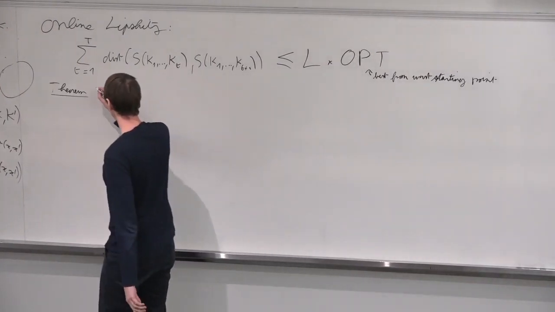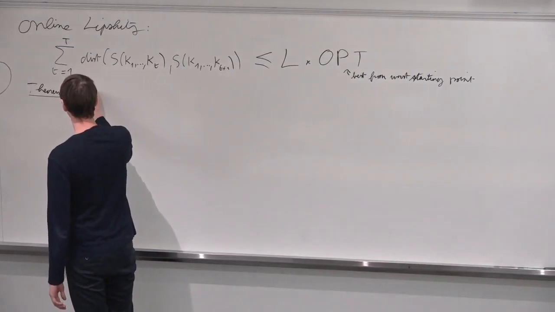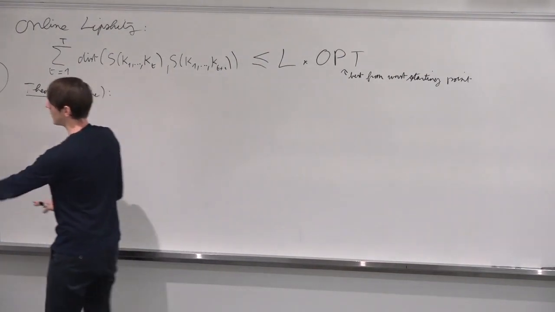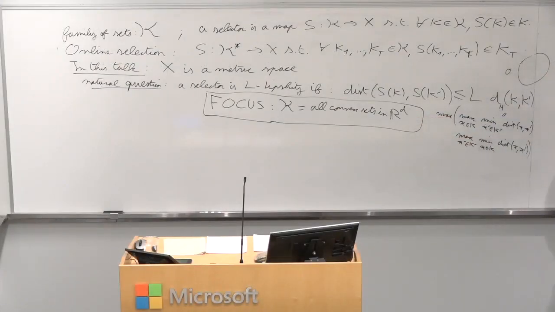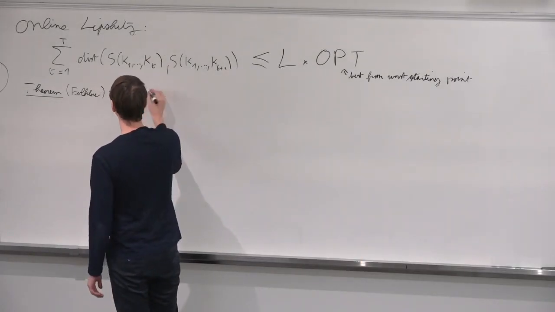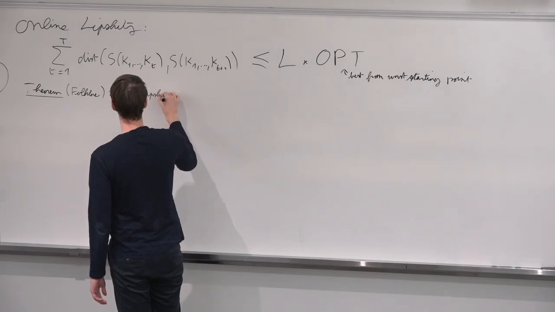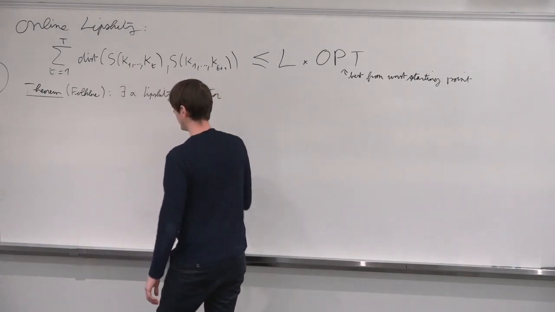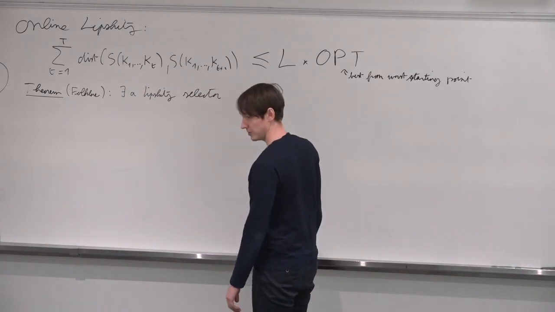I want to tell you how to solve this problem. So here is a folklore theorem. Again, now we only talk about convex sets in R^D. And the first folklore theorem is that there exists a Lipschitz selector in this case. It's not quite obvious, so we're going to talk about this.